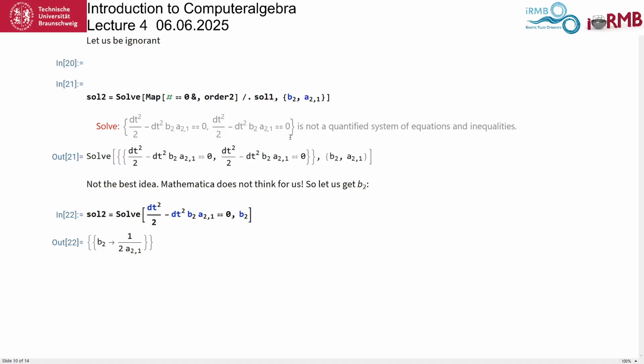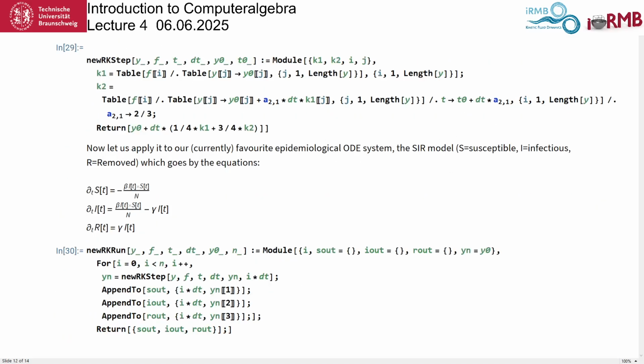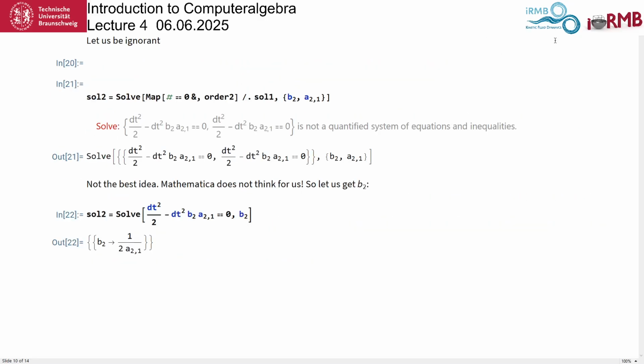This is why I say let's be ignorant and try to solve it. Because we now have 2 variables that we want to solve for, B2 and A21. And if we had 2 equations that would be independent, we could solve for them. This is not the case because they are obviously dependent. So we are left with this mess that drives me crazy. We cannot solve this.